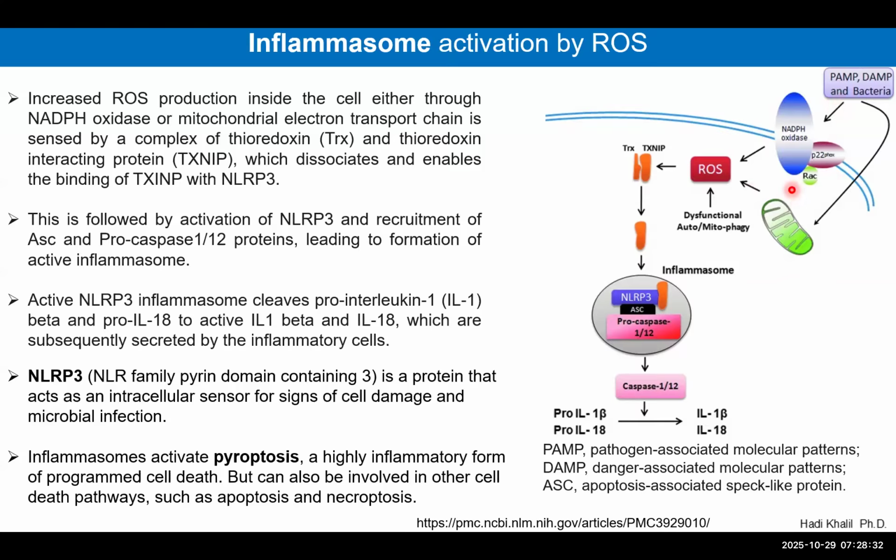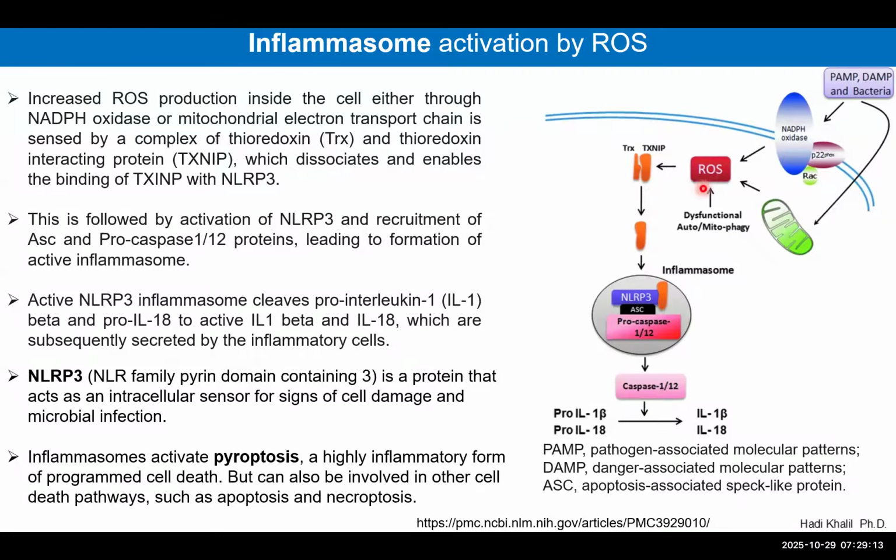The second source could be the mitochondria, and we saw that with the electron transport chain. And the third source could be coming from degradation of subcellular organelles. We will describe autophagy at a certain point. So any of these three, when it raises the level of the reactive oxygen species, normally this is sensed by two proteins, the thioredoxin, TRX, and the thioredoxin interacting protein, which is TXNIP.